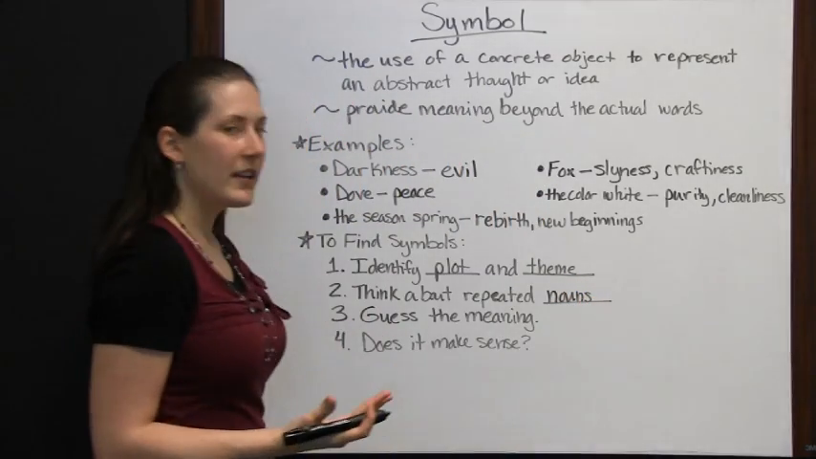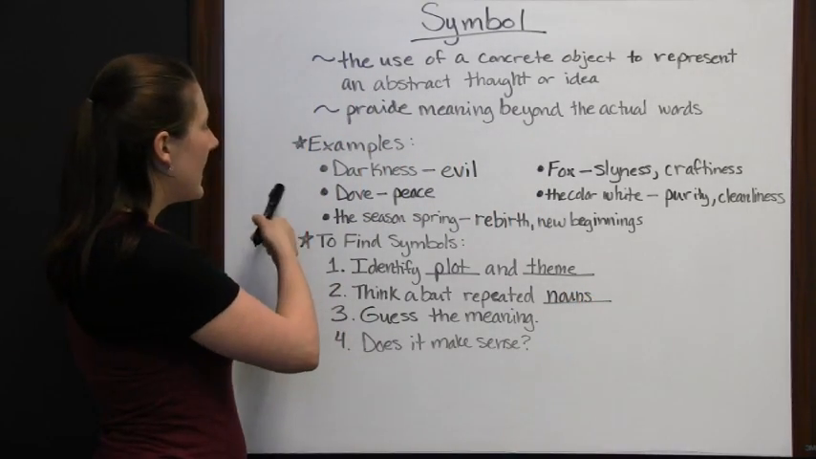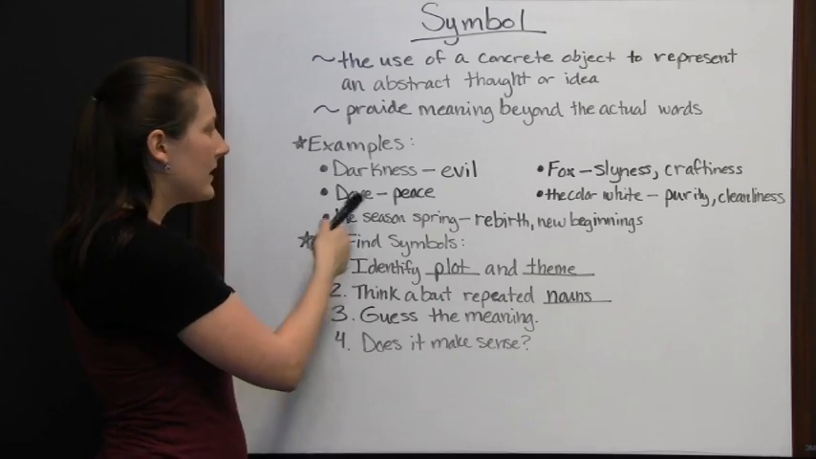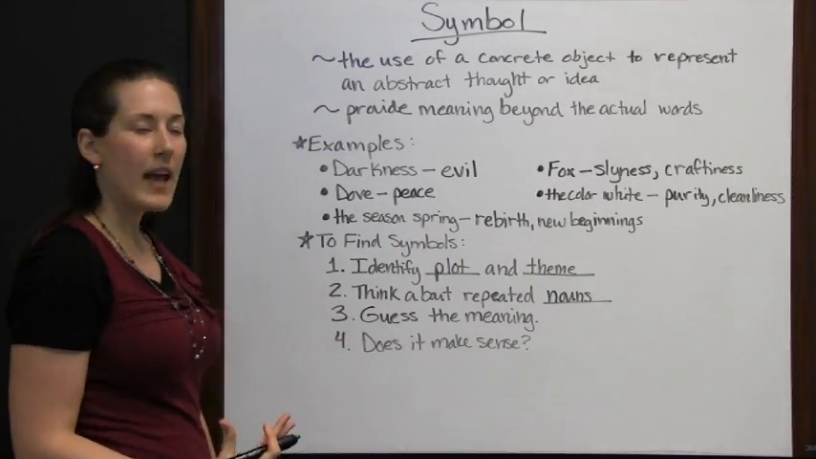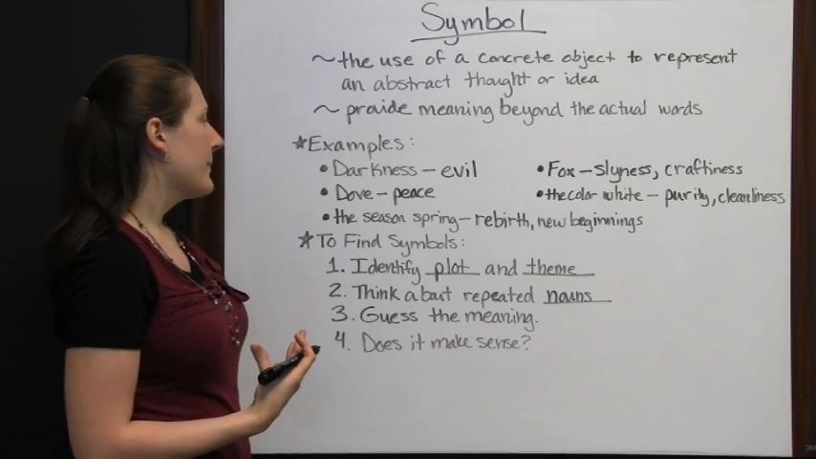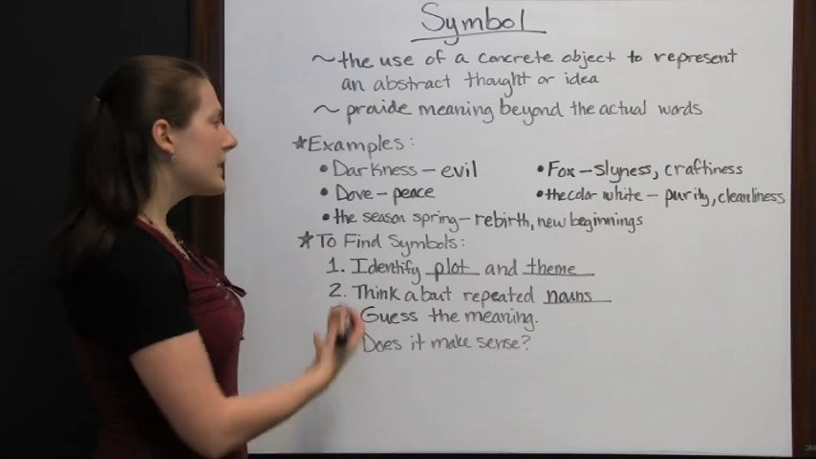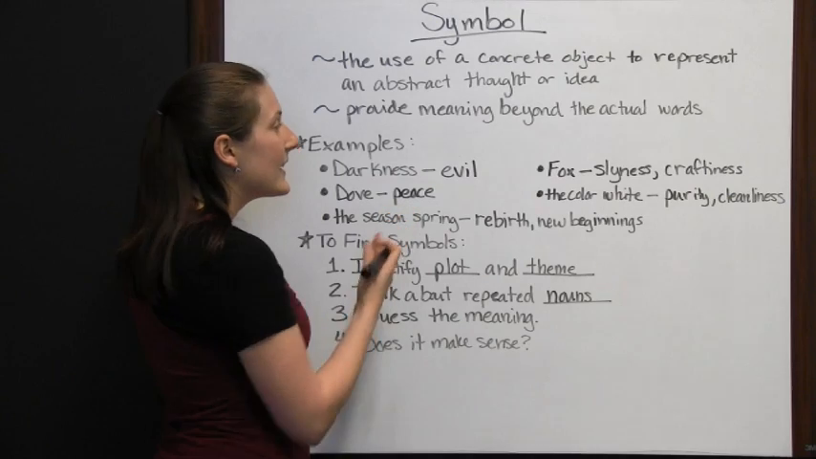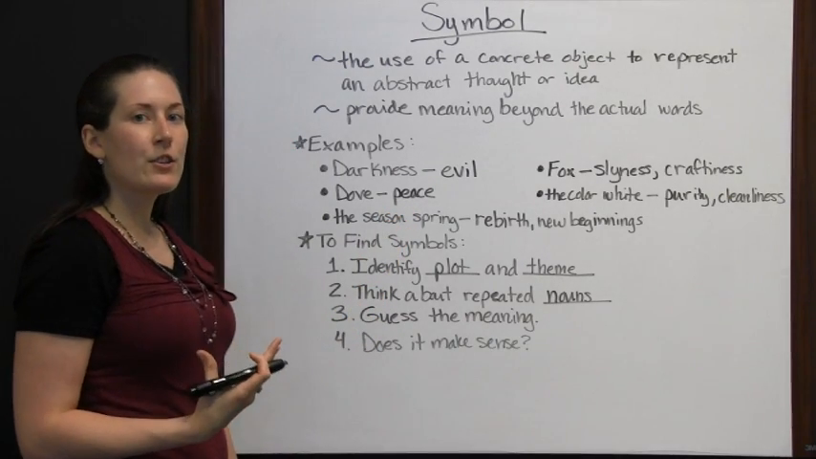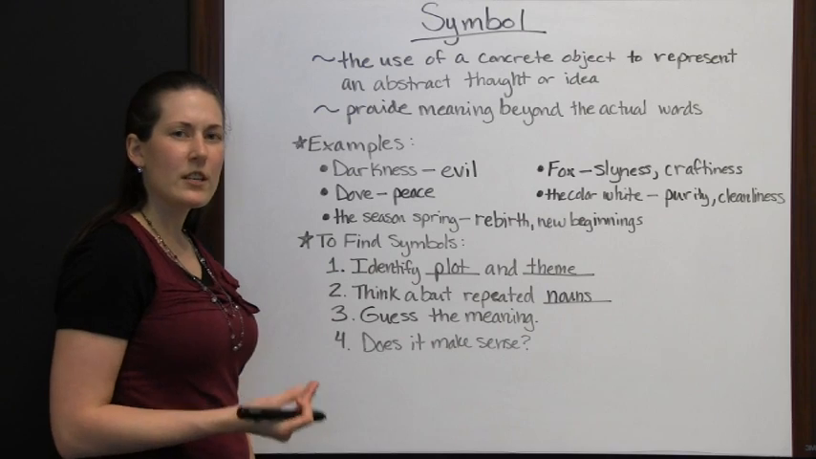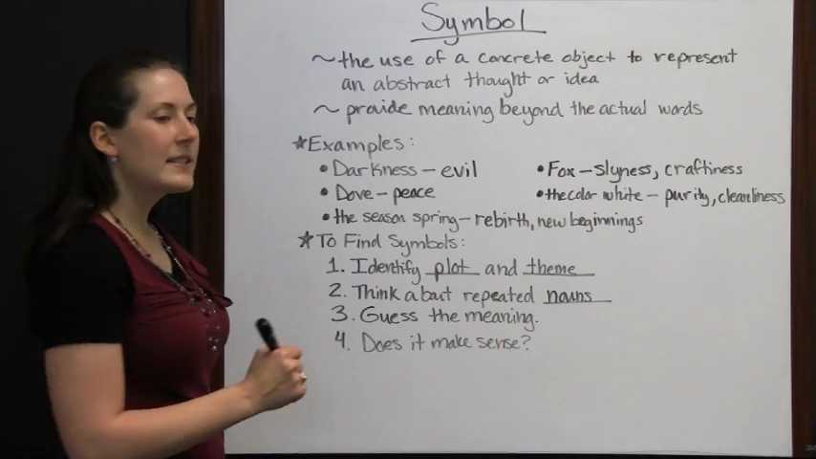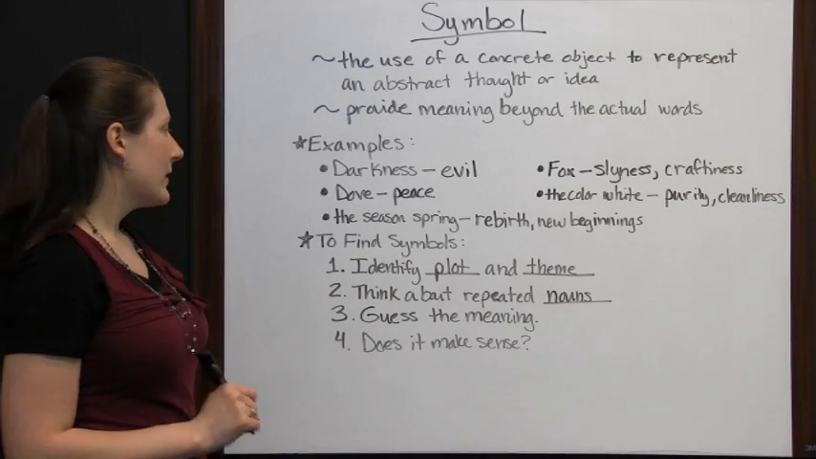Nouns are going to be people, places, things, or ideas. And if you look at these, darkness, dove, white, fox, spring, those are all nouns. They're things, or the things they represent can be ideas, but they're going to usually be nouns. So look for nouns that are repeated throughout the story, words that you hear a lot. And then guess the meaning. What do you think that word could mean?